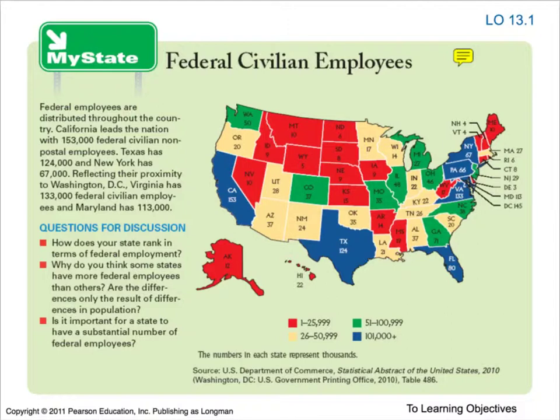Okay. You need to have federal employees. We rank like second or third in the country. Virginia is at 133,000, but that's because Washington, D.C. has so many. So you have Virginia at 133,000, Washington, D.C. at 145,000, Maryland at 113,000. California has the highest number of federal workers in it at 153,000. Texas has 124,000. So we're like fourth or fifth.